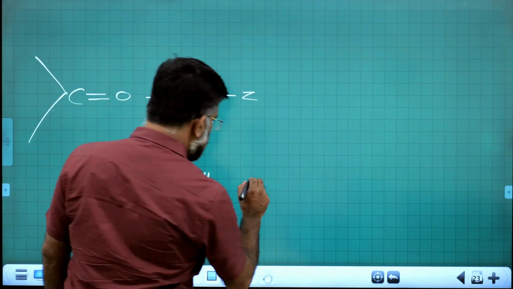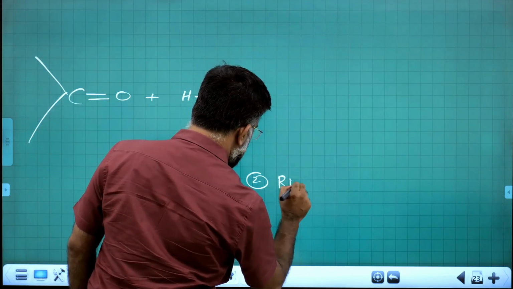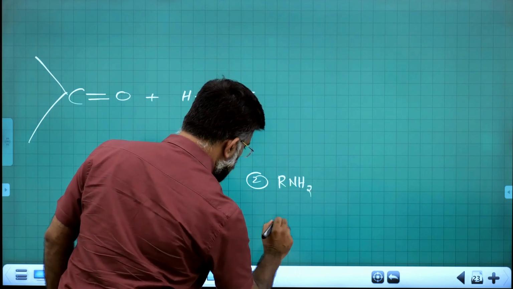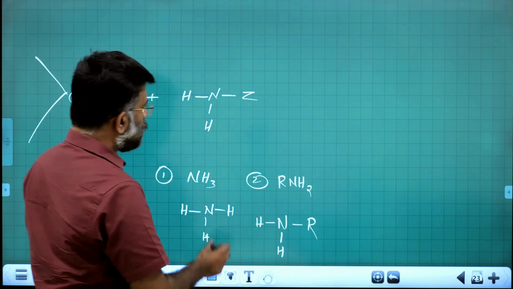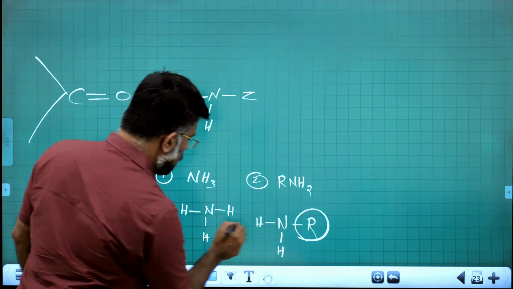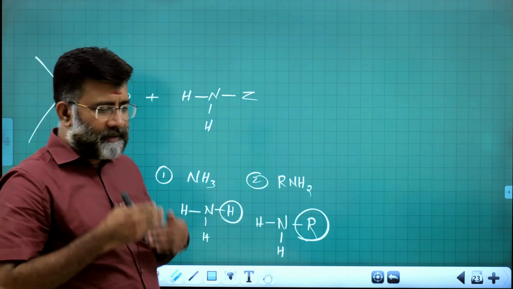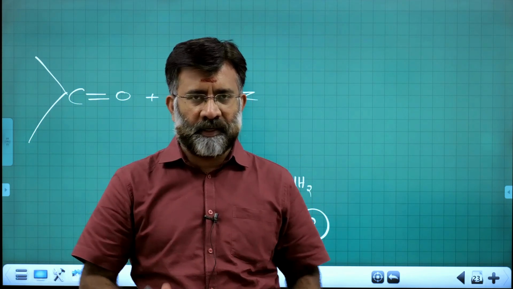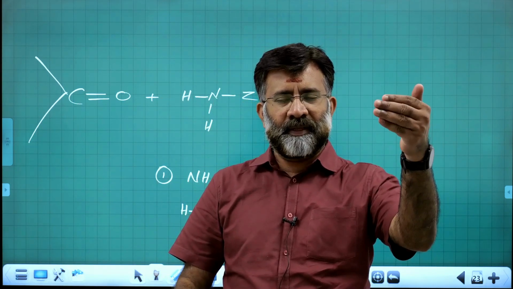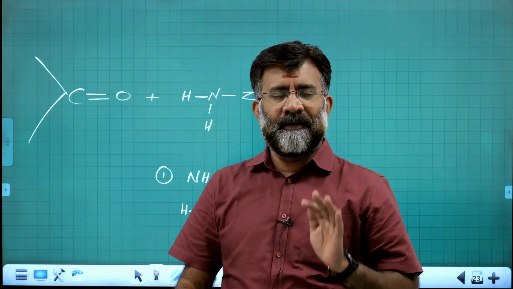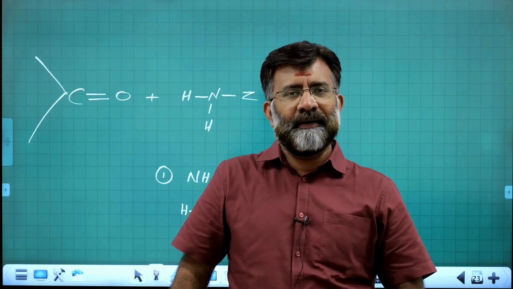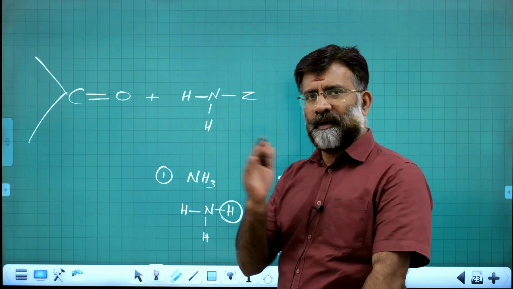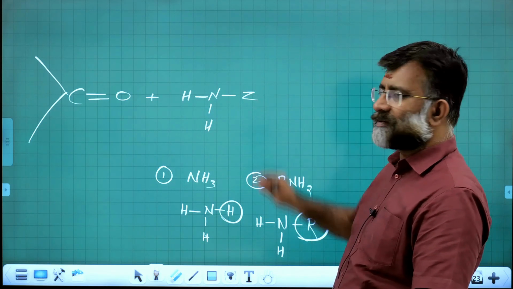Suppose we are dealing with a second reaction, with amine, RNH2. It is nitrogen, hydrogen, hydrogen, R. This is the Z part. That Z part alone keeps on changing. Accordingly, we have some 6 or 7 different reactions related to ammonia and its derivatives. So to explain the ammonia and derivatives, we are writing simply Z.